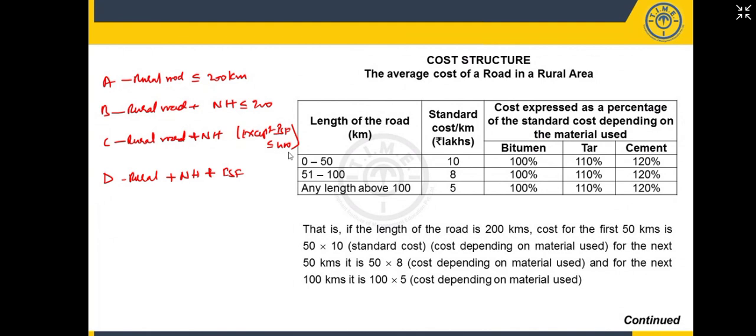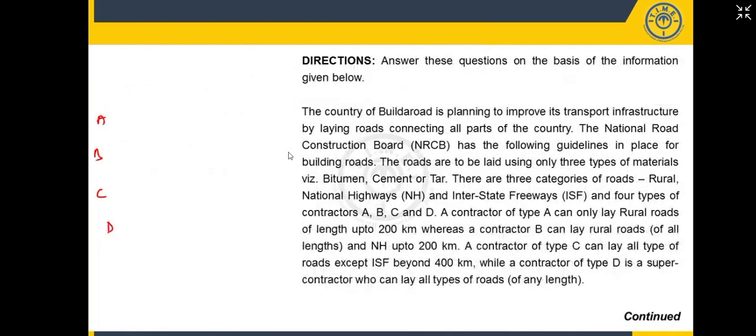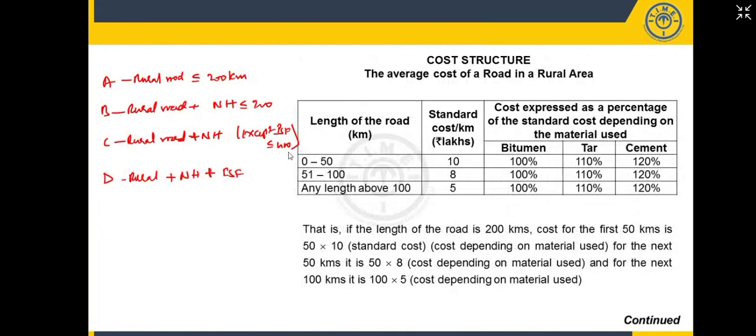Okay. Now further, what did he say, friends? Listen. Further, some costing is given to us. We read it only once, that's more than enough. If the length of the road is up to 200 kilometers, the cost of the first 50 kilometers is the standard cost. One second, I'll read it from here.